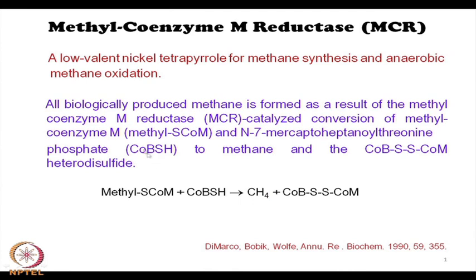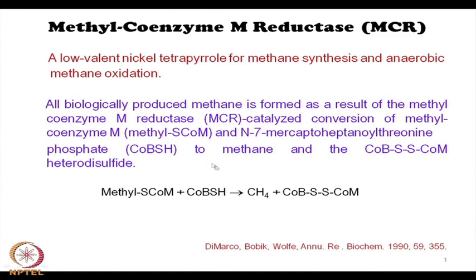So, essentially what we are getting is an S-methyl compound, like 2-aminothiophenol, which is methylated by methyl iodide. So it is an S-methyl containing group, and that S-methyl containing group supplies its methyl group to this SH, because we have seen that this can also be SH on CoM. So S-methyl on CoM can supply its methyl group to this threonine phosphate function, to make it CoB-S-Me.